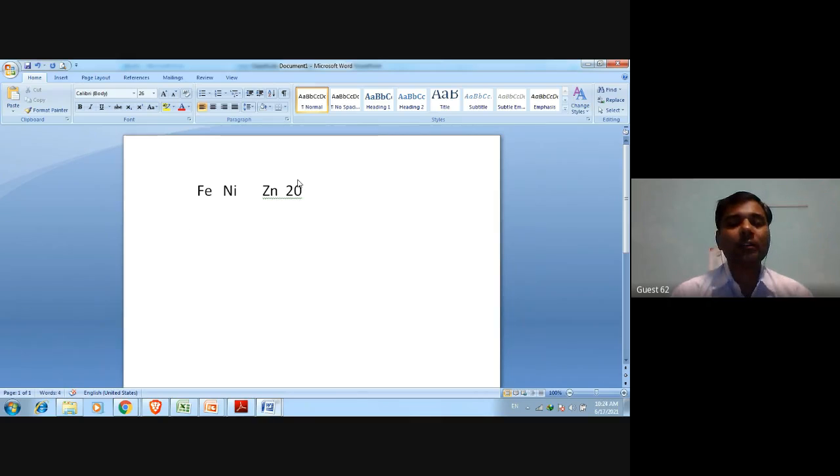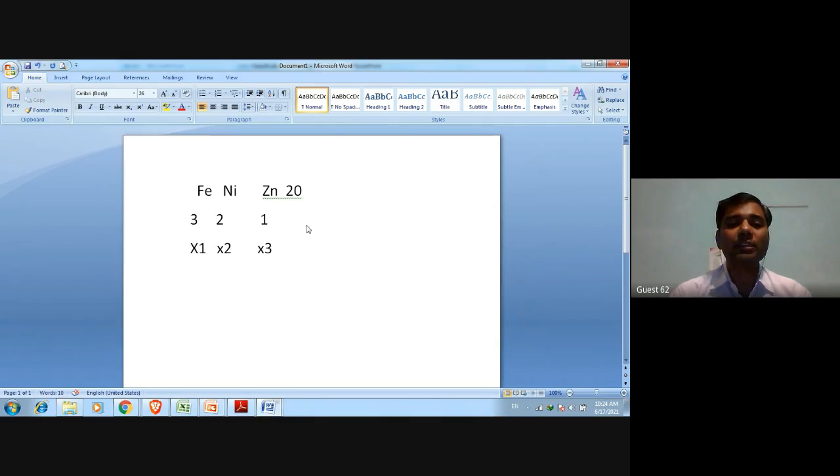And what is the combination of these? Let us assume three parts of iron, two parts of nickel, and one part of zinc. So let us assume x1 represents your iron, x2 represents your nickel, and x3 represents your zinc.